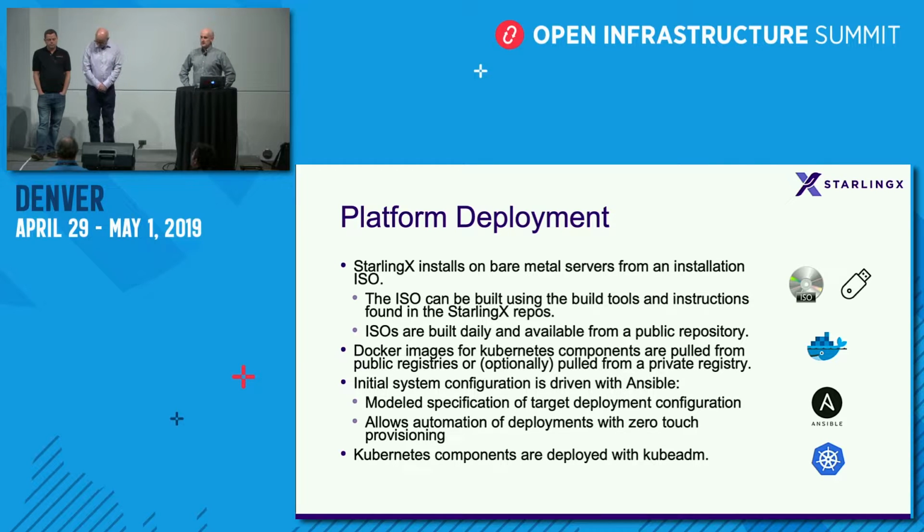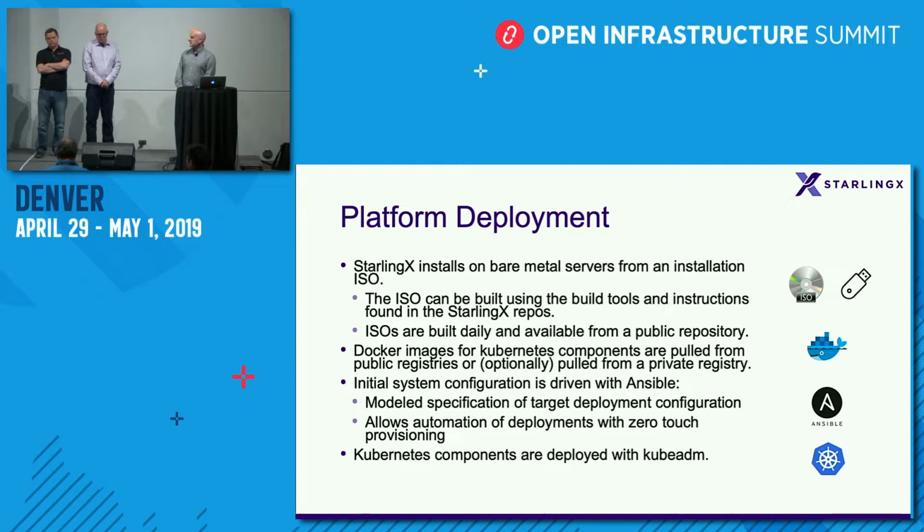So StarlingX installs on bare metal servers from an installation ISO. And you can build the ISO using the tools and instructions in our repos, or we actually build ISOs daily and make those available, so you can download those from a public repository. You don't have to build them yourself. The Docker images for Kubernetes, they're pulled from public registries, or optionally, let's say you're behind a firewall, we allow you to set up a private registry and pull the images from there.